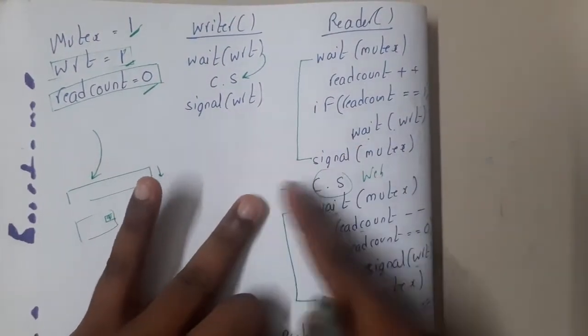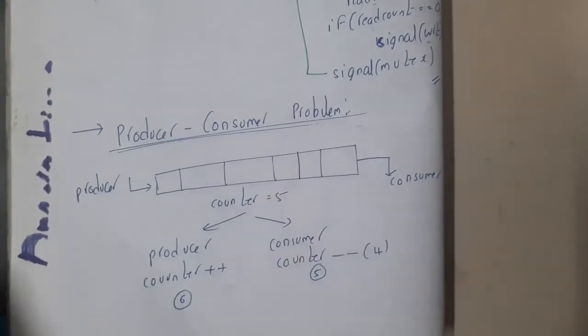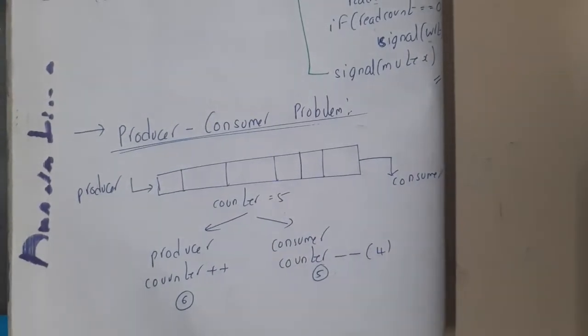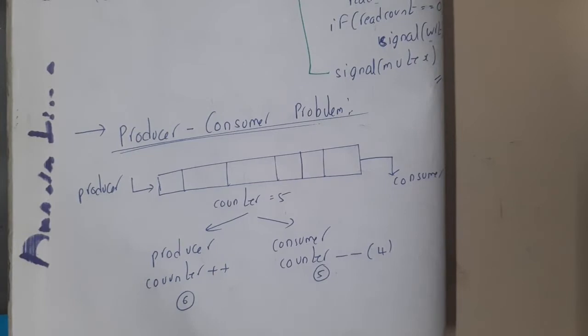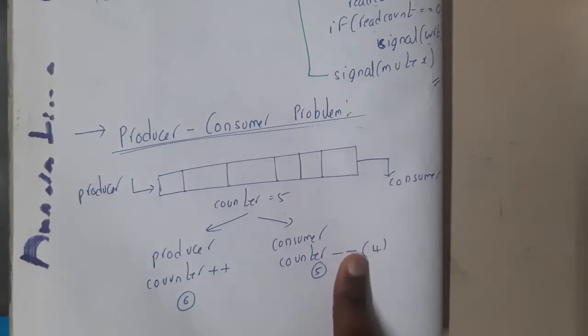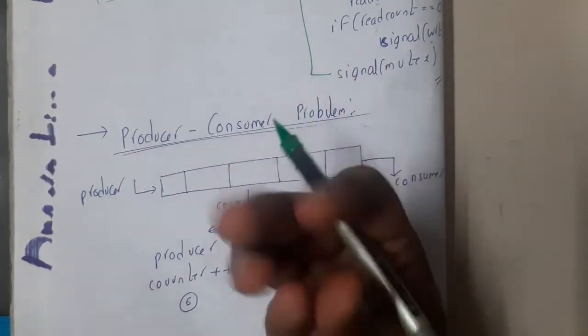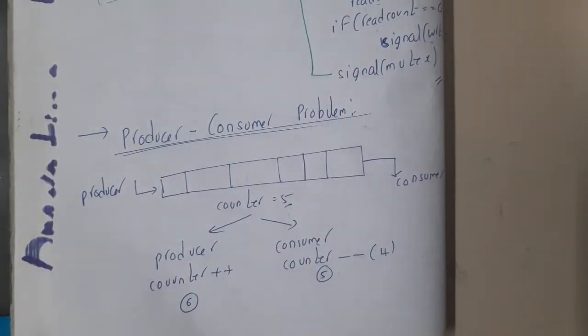So now let us go through the next problem, that is the producer consumer problem. Here we are going to have 2 characters, guys. The first character is the producer and the second character is the consumer. If you recall, I told you that the semaphore value can be more also, right? So here the semaphore value will be 5, guys. It is nothing but a counting semaphore, to be clear.